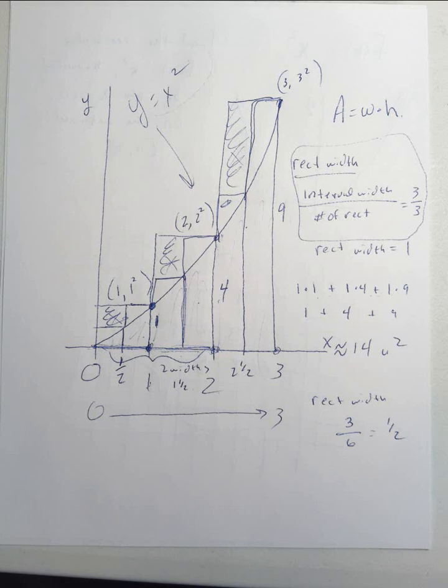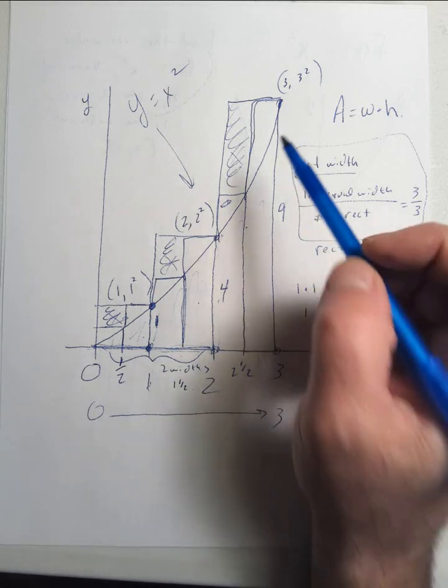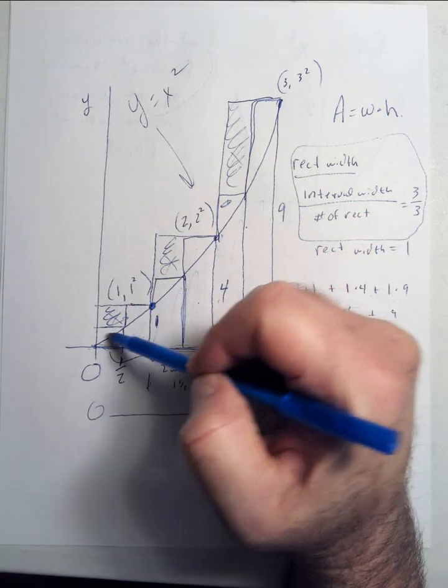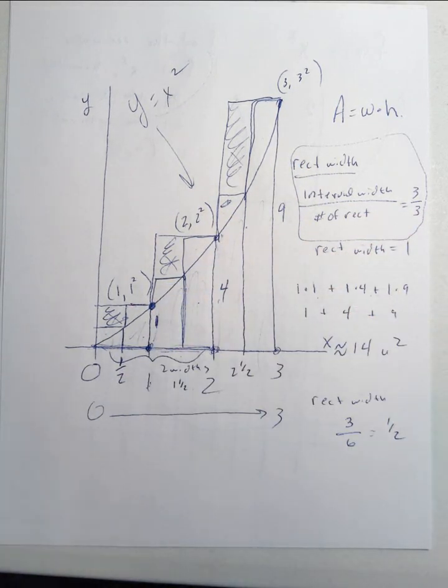And then we get a new approximation, which will be less than 14, but still not accurate enough because we have these overages right here, right? But it is better. All right, so let's take a look at this process.